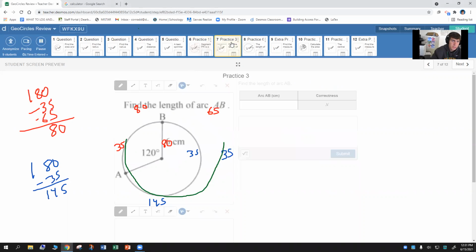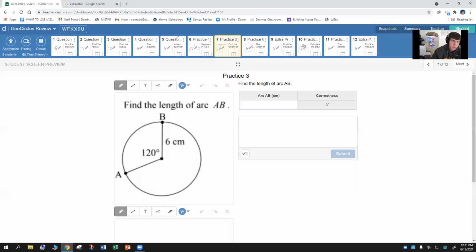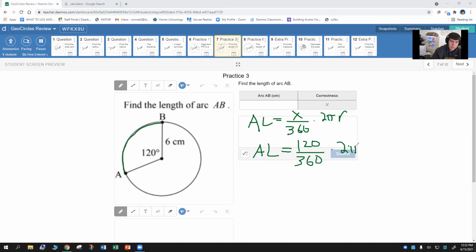All right, slide 7 here. So we're looking for the arc length. Our arc length formula is arc length equals x over 360 times 2 pi r. So finding the length of arc AB, we're solving for arc length. Our central angle is 120, so 120 over 360 times 2 times pi times 6.